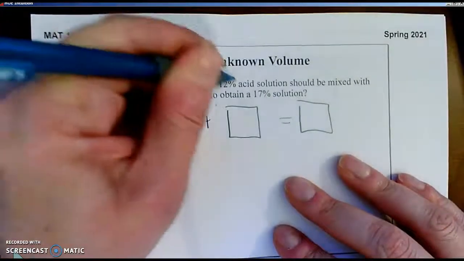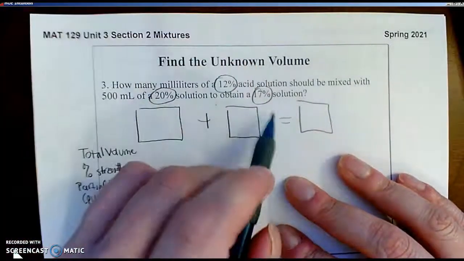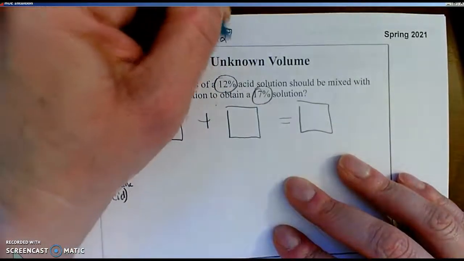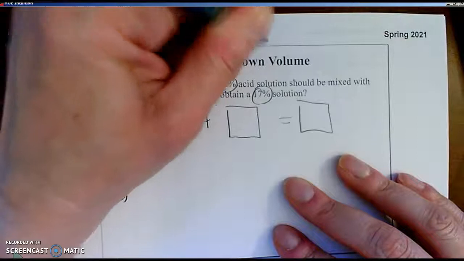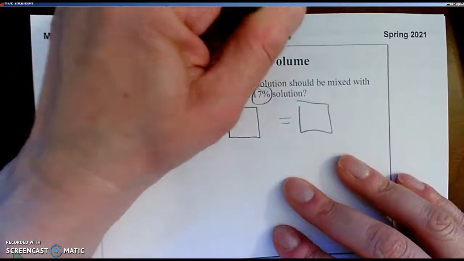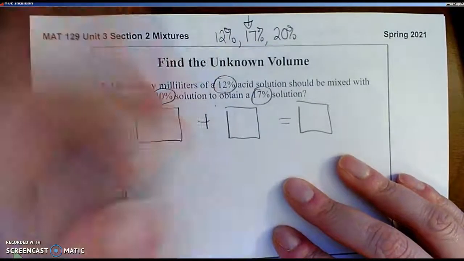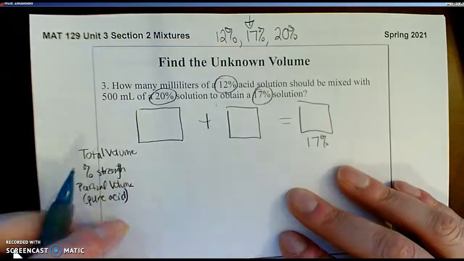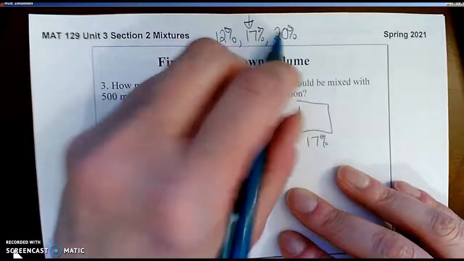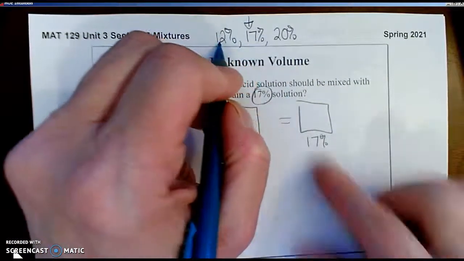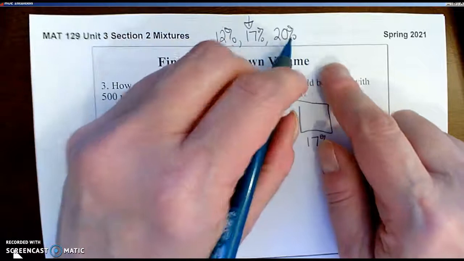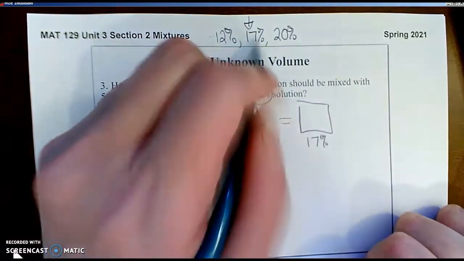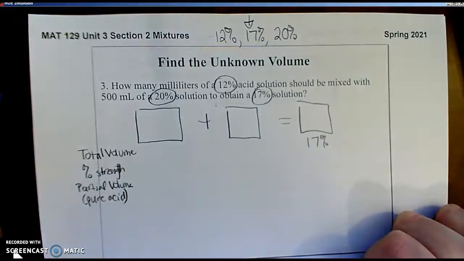So the first thing we want to do is to make sure that we have the percents in the right places. Looking at those three percentages, if you put them in order from smallest to largest, it goes 12%, 17%, 20%. The one that's in the middle is the 17%. That must be the one that's over here, because that's the only combination that'll work. You can't end up with a 12% solution when you mix these two. You can't end up with a 20% solution when you mix these two. This is the one that's in between. That's the one that goes off by itself.